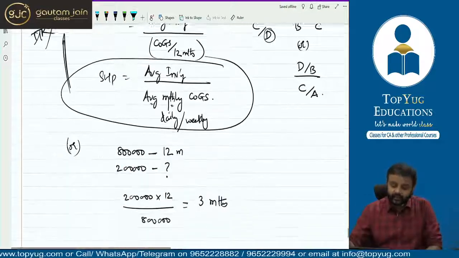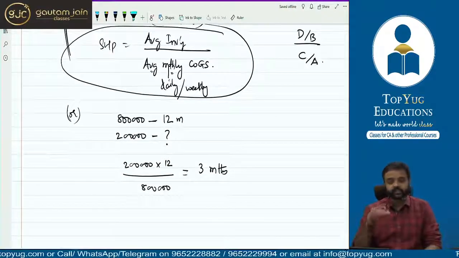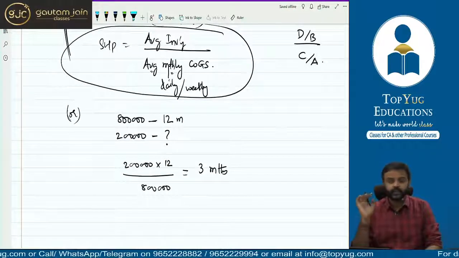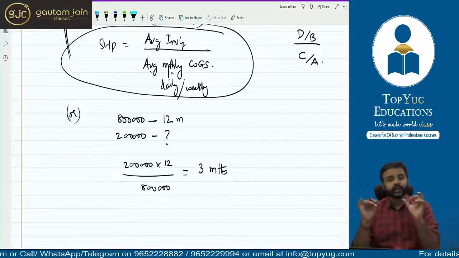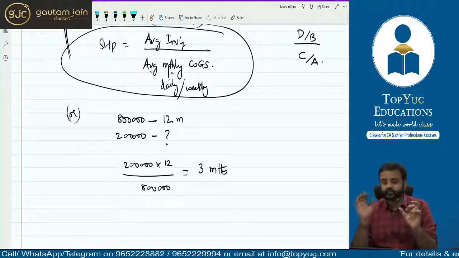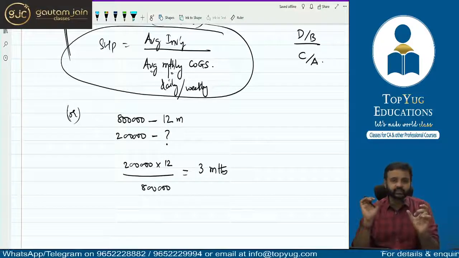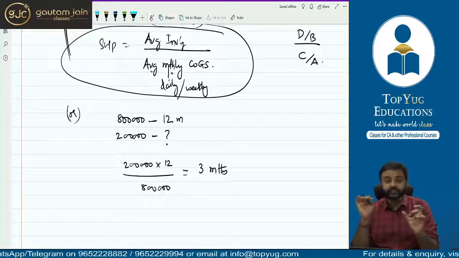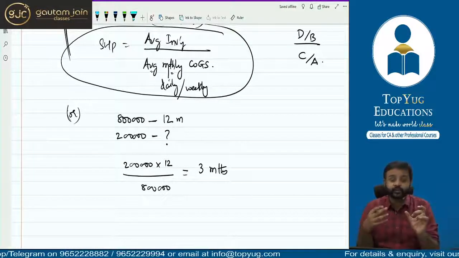Then I said if you want to calculate stock holding period, there's another way, a simple mathematical way. Don't bother about the formula. 8 lakhs is the cost of goods sold for 12 months. Average inventory is worth 2 lakhs. So how much is that? I mean, for how much period do you hold that inventory?